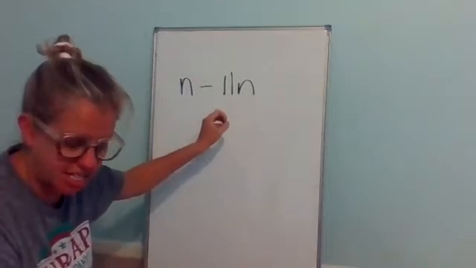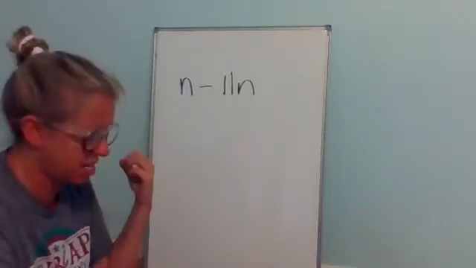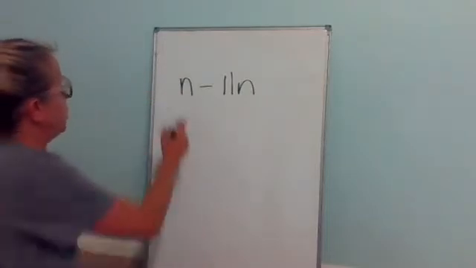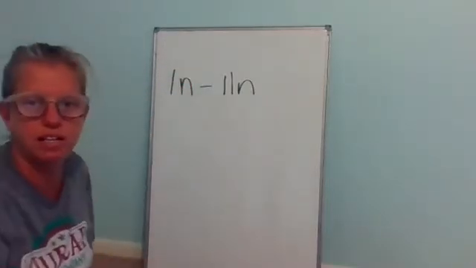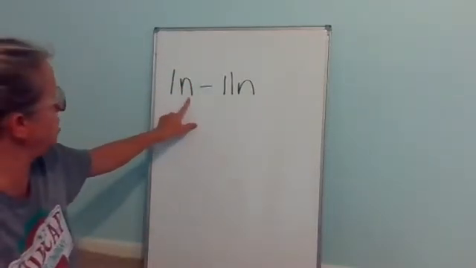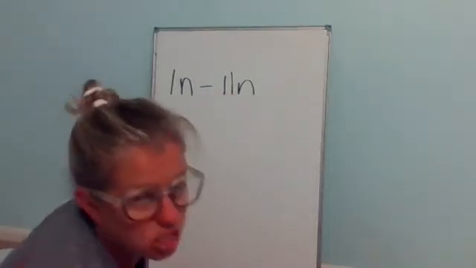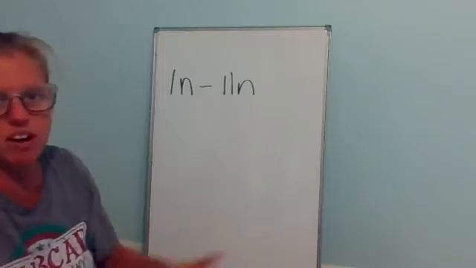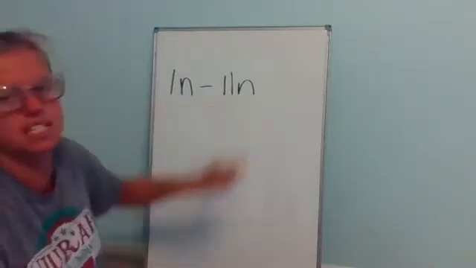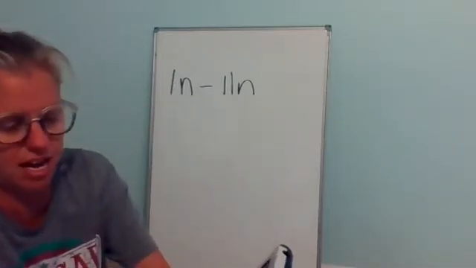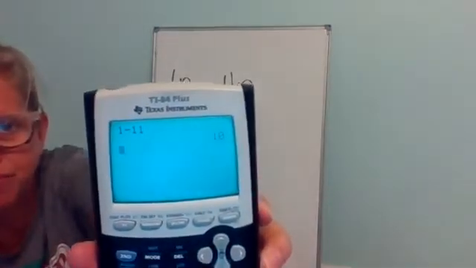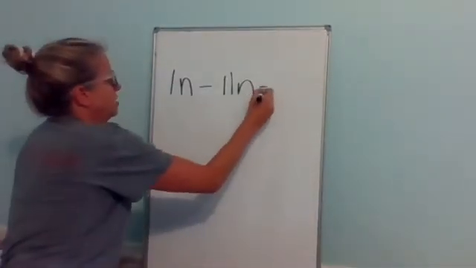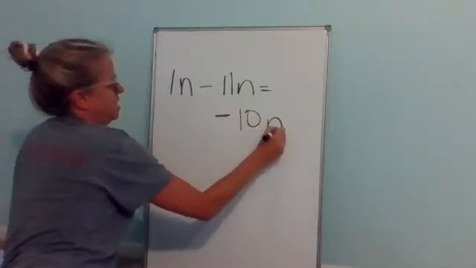So I can put these together, and the way that you put them together is you just look at their coefficients, and if you don't see a number in front of your variable, it's automatically a 1. So you have 1 n, and you're subtracting 11 n. So if you wanted, you can just do the coefficients in your calculator. I just need to know what 1 minus 11 is, right? So just type that in. 1 minus 11 gives you negative 10. So all together, you've got negative 10 n's.